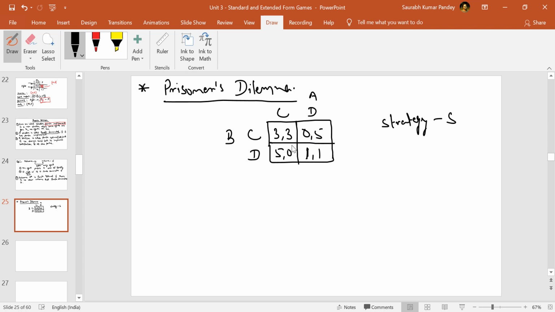So definitely from 1 1 to 3 3, the concept is both of them are gaining something. Okay, so now the first, it cannot move from 1 1 to 0 5 or 1 1 to 5 0, and it can definitely move from 1 1 to 3 3.